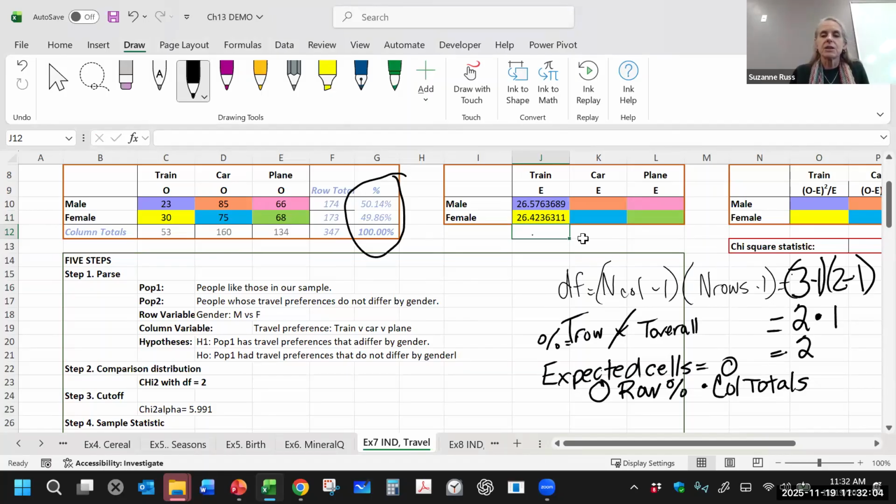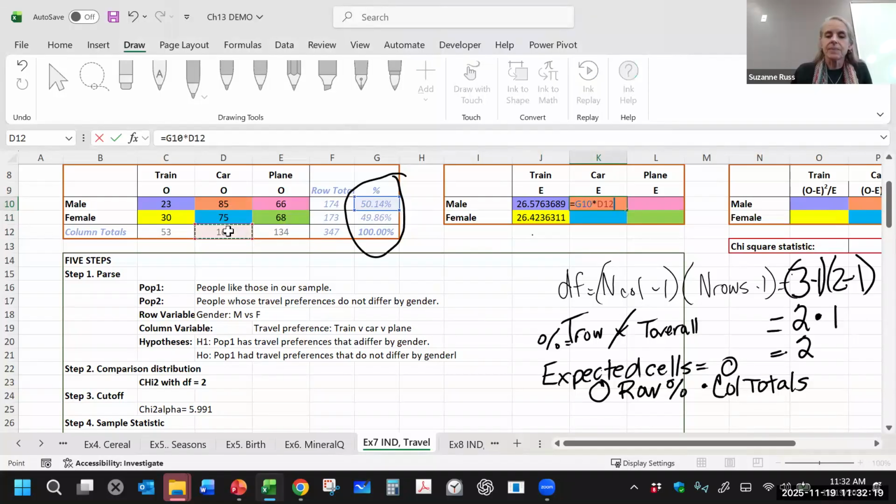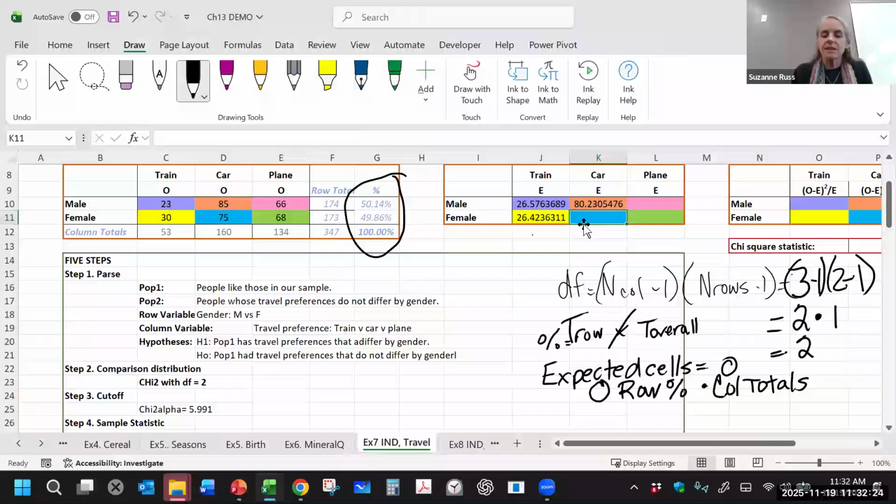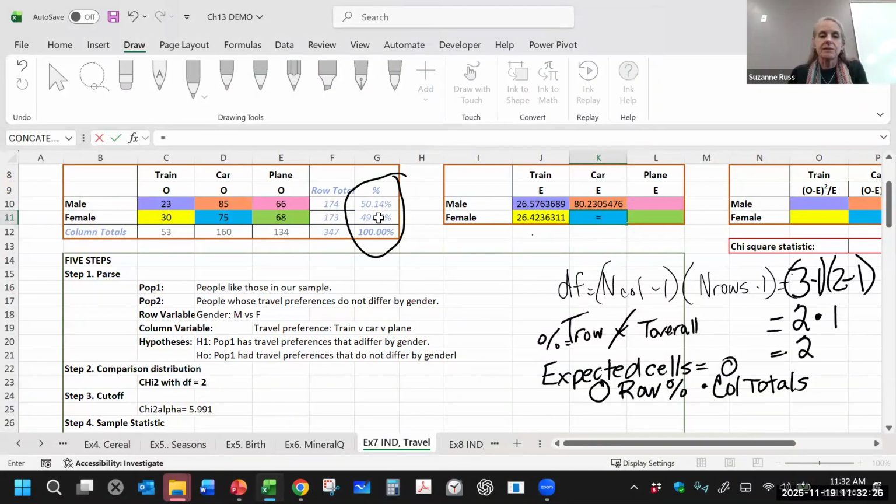times 42 people. What would we expect for car? Well, we'd expect 50% of these 160, about 80 is what we'd expect here. So equals 0.50 times 160. We'd expect 80 people. We have 85. We'd expect 80. And let's do this also for the females, 49% times 160. We'd expect 79 of the females to prefer car travel.